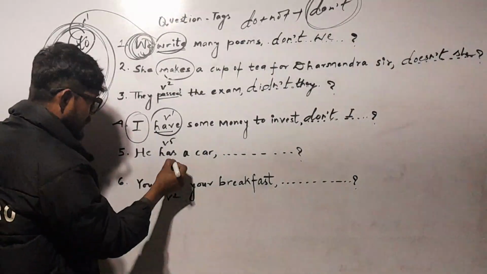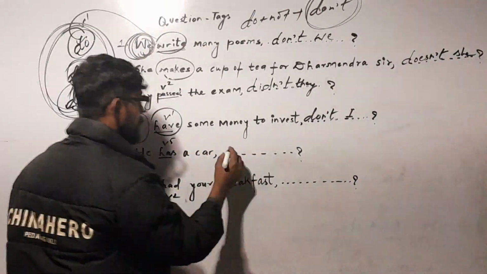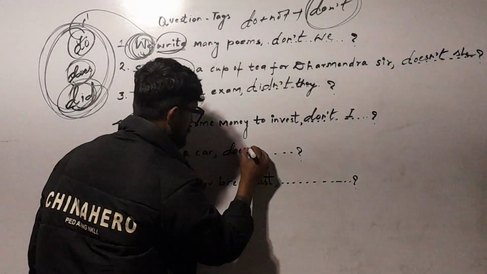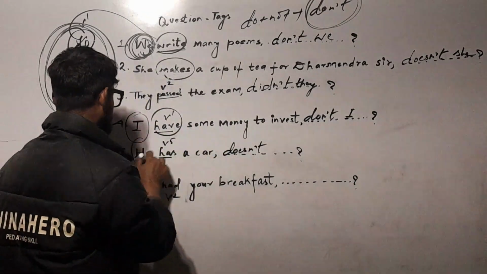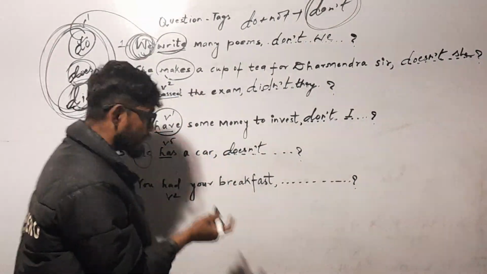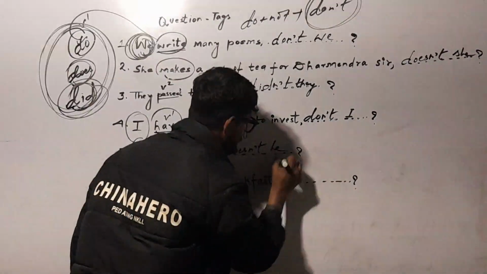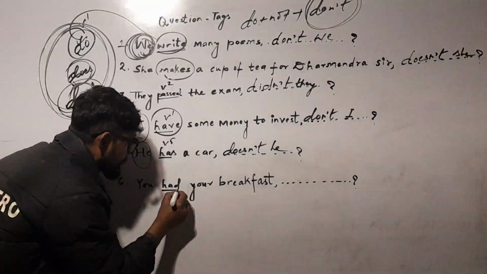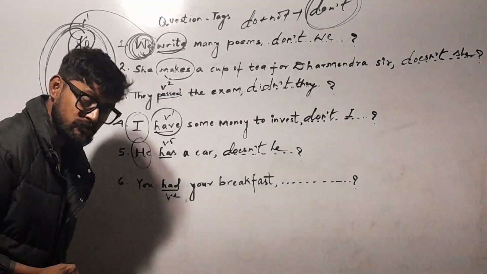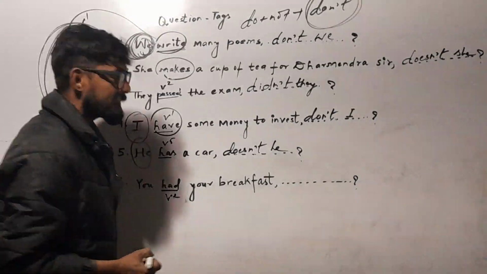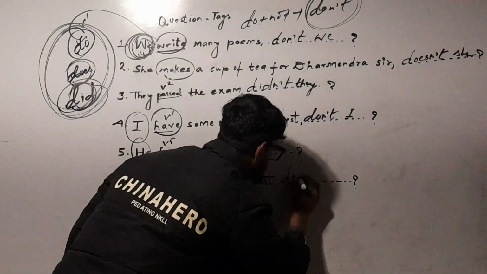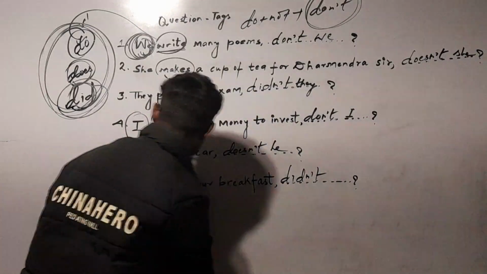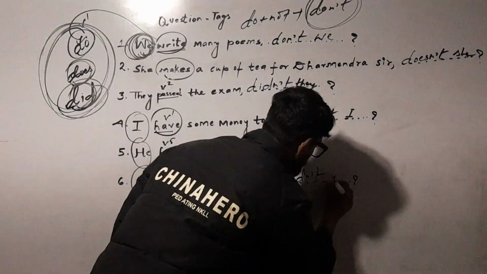Now he has a car. So has means verb 5, doesn't. And what is the subject? He. And what is the pronoun of he? She. You had your breakfast. So here had means verb 2. What is verb 2? So verb 2 means didn't. What is the subject? You means you.